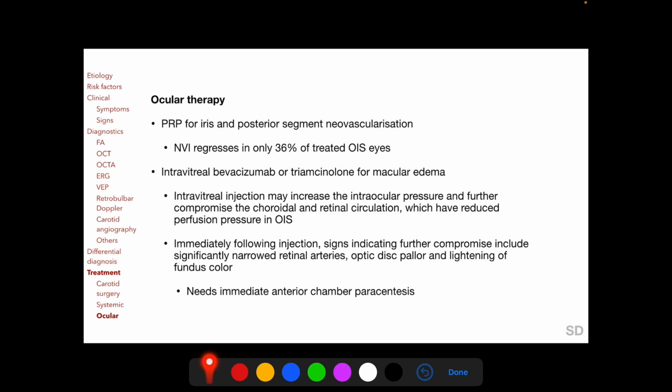Intravitreal bevacizumab or triamcinolone may be administered in OIS eyes with macular edema, but it is important to remember that intravitreal injection may increase the intraocular pressure and further compromise the choroidal and retinal circulations, which have reduced perfusion pressure in ocular ischemic syndrome, and this is very important to remember. And so immediately following the intravitreal injection, if signs indicating further compromise of the retinal or choroidal circulation are detected, such as narrowed retinal arteries, optic disc pallor, or lightening of the fundus color, immediate anterior chamber paracentesis should be performed to preserve vision in that eye.